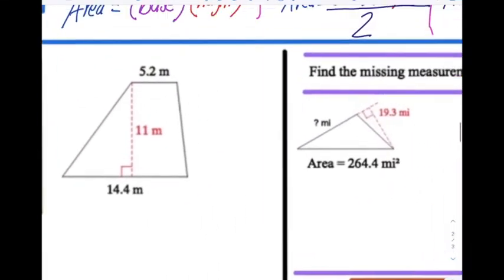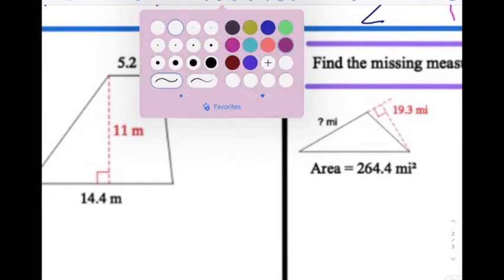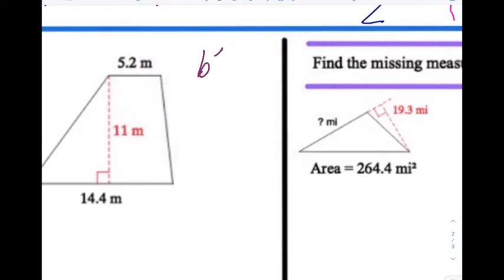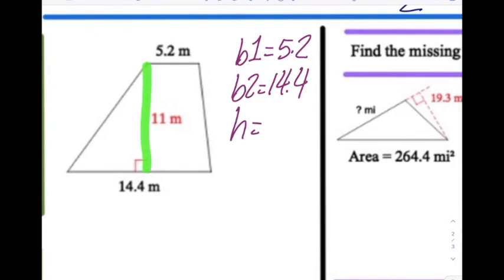So here I need my base 1, I need my base 2, and I need my height. My base 1 is this top one here, right? 5.2. My base 2 is this bottom measurement here, 14.4. And my height is the distance between top and bottom, and that is 11.